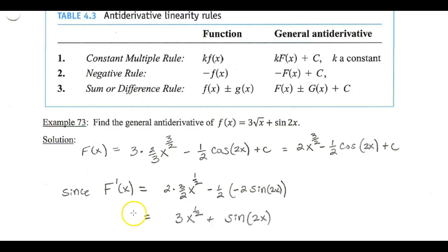Take its derivative, right? I get 2 times 3/2 times x to the 1/2, so that's this guy. And then minus 1/2 times the derivative of cosine, which is minus the sine of 2x times 2. The 2's and the minus signs cancel, so you get 3x to the 1/2 plus sine of 2x, and that's a quick check.